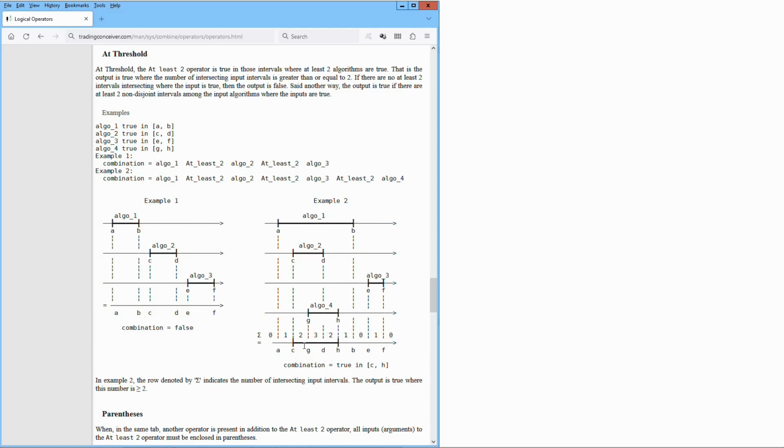So in this example, the combination is true in the interval CH. Here there are 2 intersecting intervals, and here there are 3 intersecting intervals. In all the other subintervals, there are no intervals, or just one.